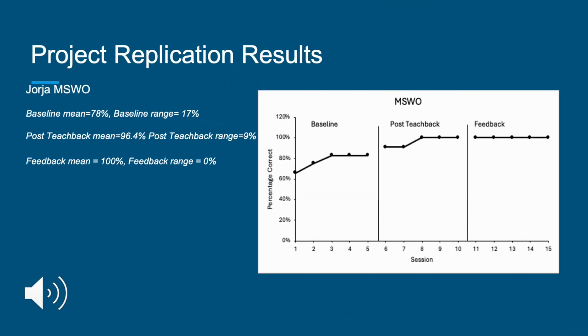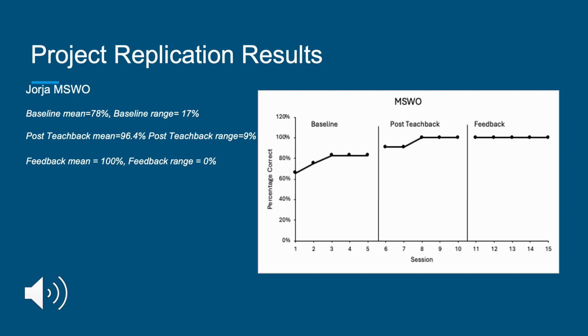Here's the graph for Georgia's multiple stimulus without replacement, or MSWO. Within this graph, you can see the baseline average is 78% with a range of 17% within that baseline phase. In post-teachback, the average is 96.4% with a range of 9. And once we get into feedback, again, the average is 100% with a 0% feedback range.